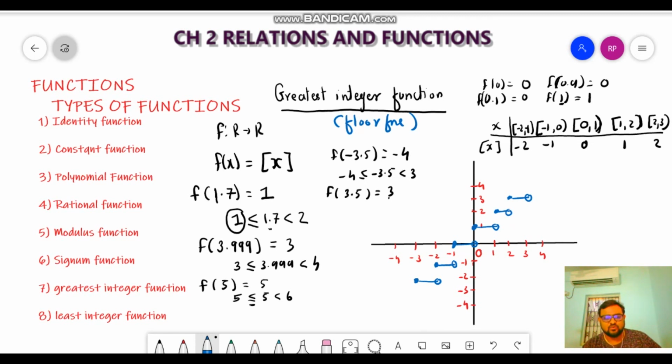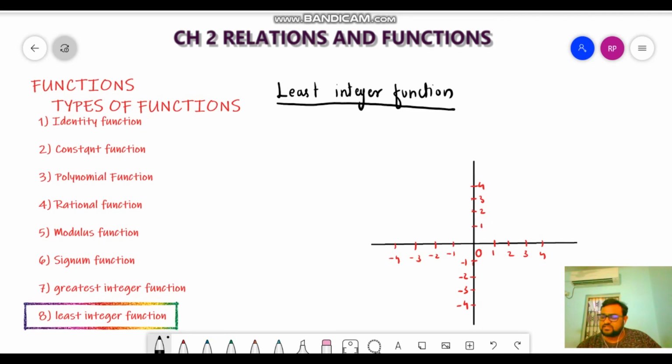Yeah. Let's move to the last one, that is the least integer function. This is a function like least integer not less than x. So here also f, I can take R to R, f(x) is equal to this. This is also called the ceiling function, right? Because we will take here the top integer. Least integer but not less than x.